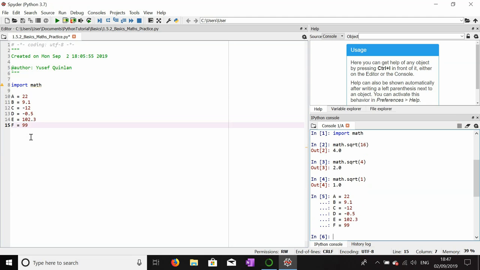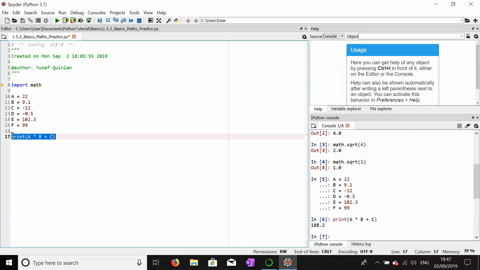So I'm going to try and do some simple mathematics, and I want to find out what 22 times 9.1 is, plus minus 12. Okay, so print A times, oops, wrong, A times B plus C. What does that come out as? Does that come out the way I want it? I'd say it probably does.